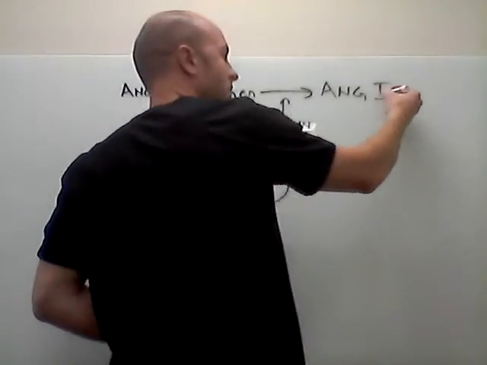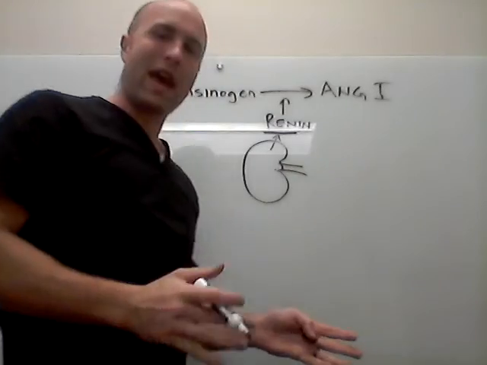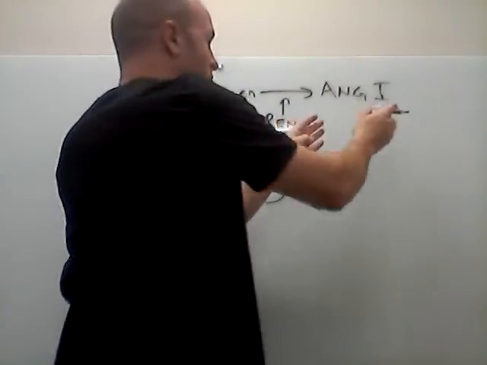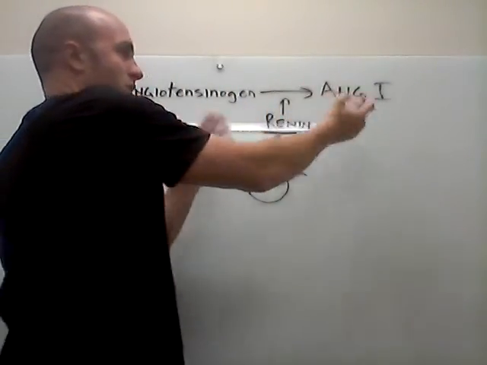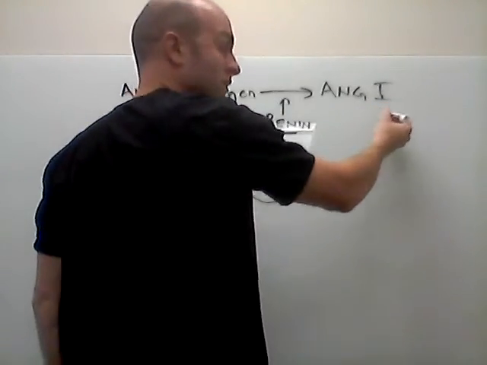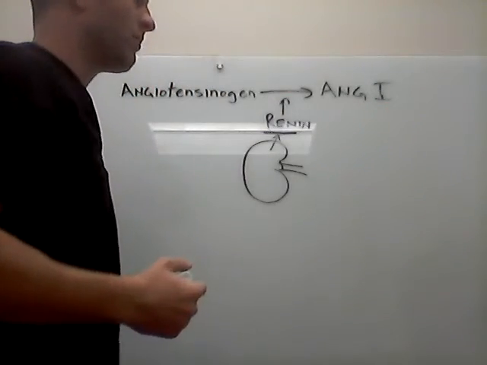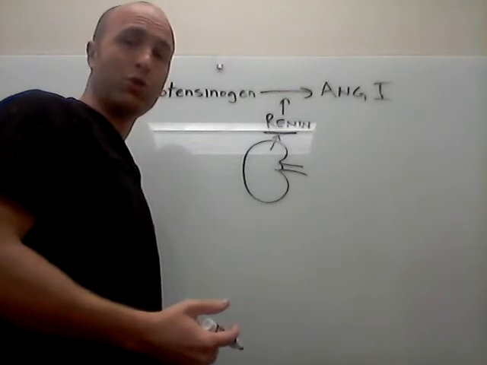Angiotensin 1, then angiotensin 1 is not very active. So angiotensin turned into angiotensin 1 because of renin, kind of cleaved the molecule or whatever. But angiotensin 1 isn't very active. It has to turn into angiotensin 2.